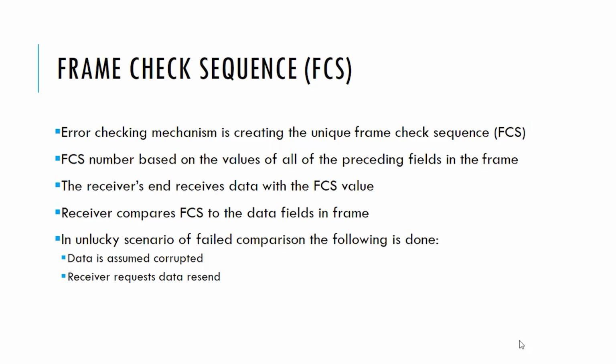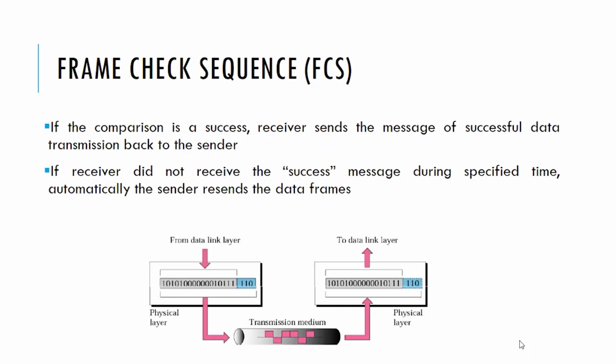The receiver compares the FCS to the data field in the frame to check if this FCS is consistent with the data or not. In an unlucky scenario of failed comparison, the following is done. If this FCS is saying that the data is not consistent with the field of FCS, the data is assumed to be corrupted, then the receiver requests data resending from the sender.